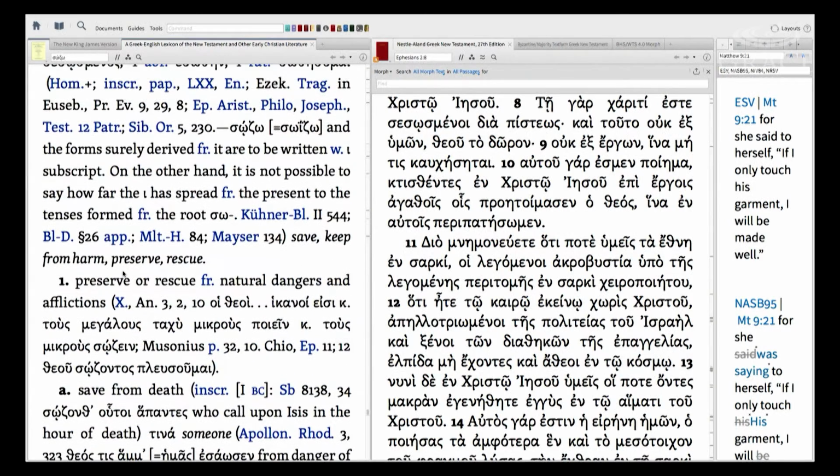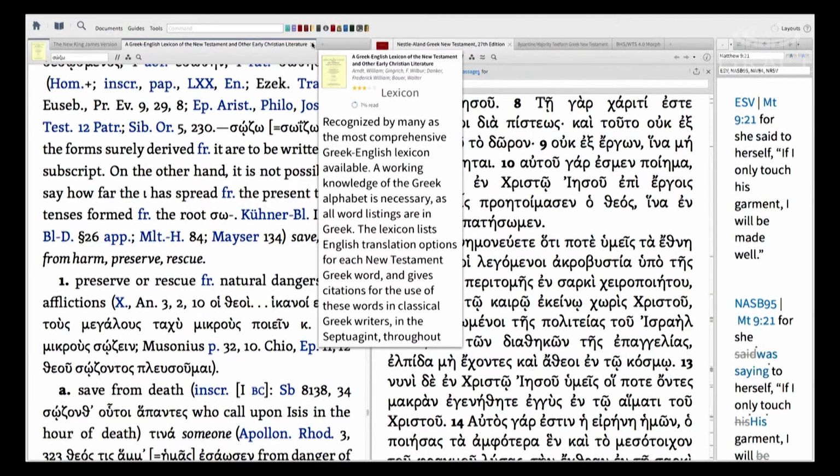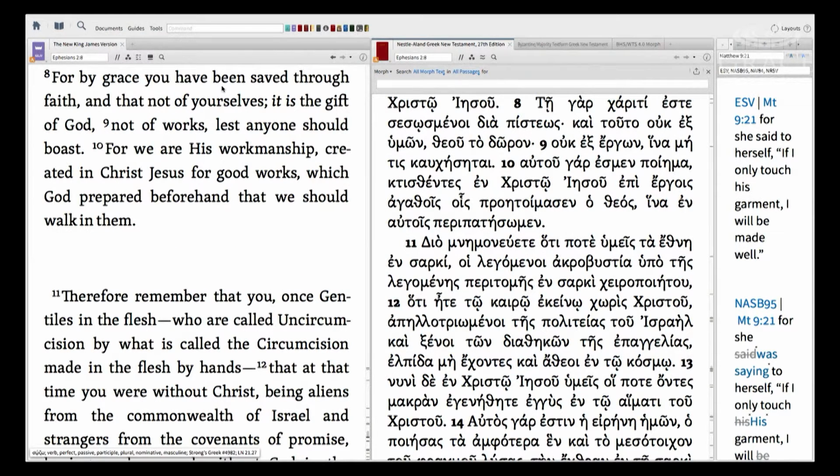And what we're going to do in this first hour is help make a dictionary on the word saved. We're going to see it has lots of different meanings. And that's very important. For example, this verse says you're saved by grace through faith and not of yourselves. It's the gift of God, not of works. Well, it's not of works, lest anyone should boast.